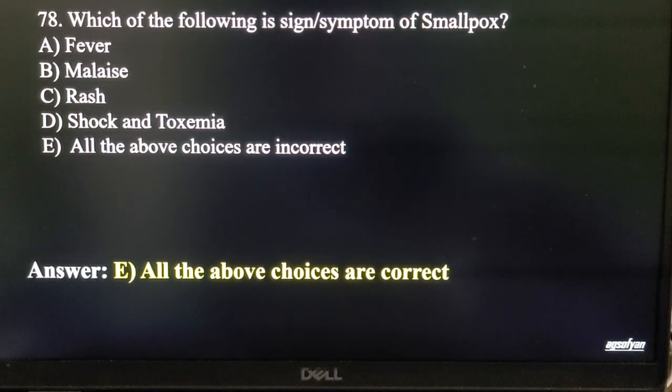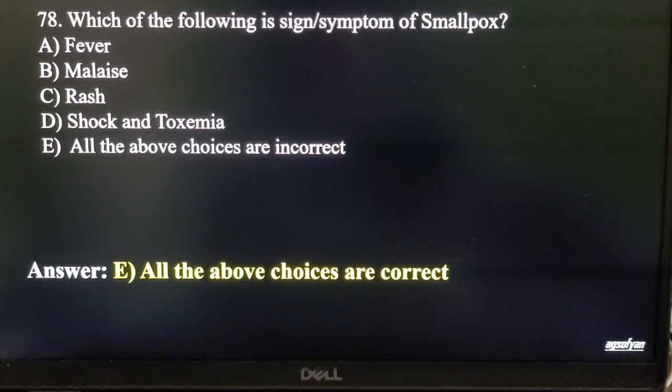So the answer is all the above choices are correct. So E over there is not correct. I made a mistake, so you should erase that. So E, all the above choices are correct.